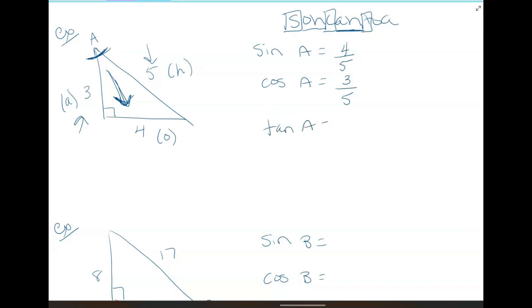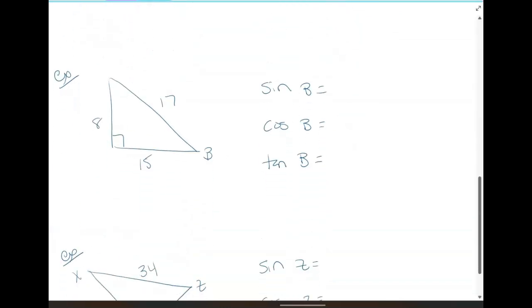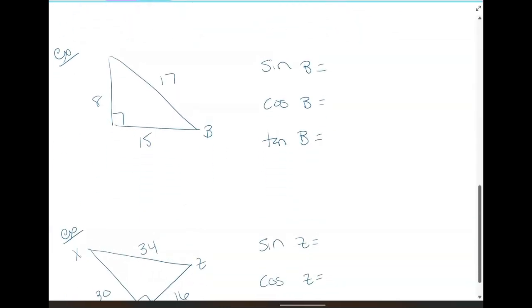The tan of A is the opposite side, which is the 4, over the adjacent side, which is 3. And that's it. So for this first part of the lesson, we're going to be working strictly with the side relationships. So they're always going to be these numerical values in fractions, and they represent the side ratios of these trigonometric functions. Okay, let's look at another one.